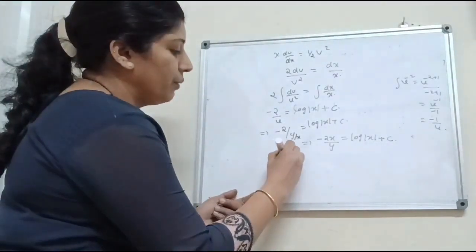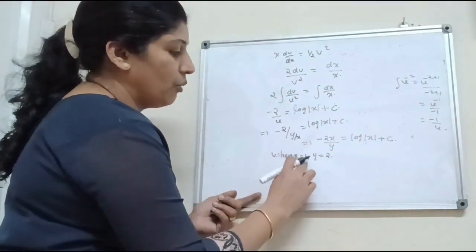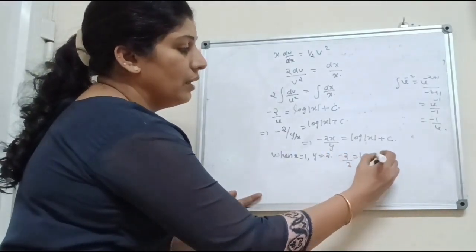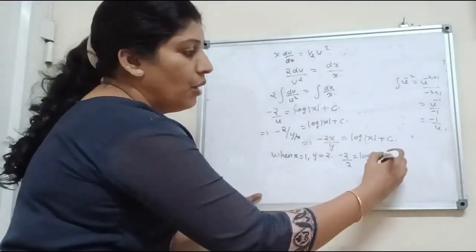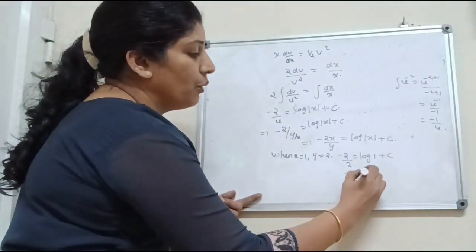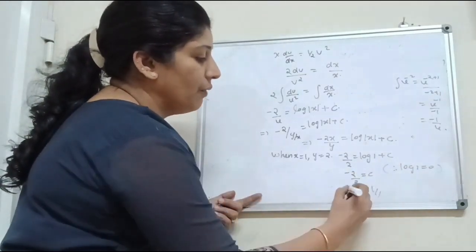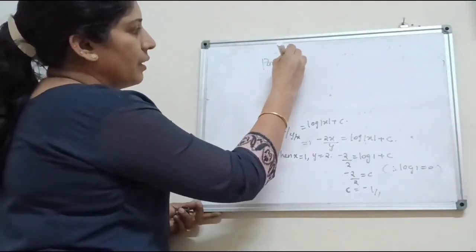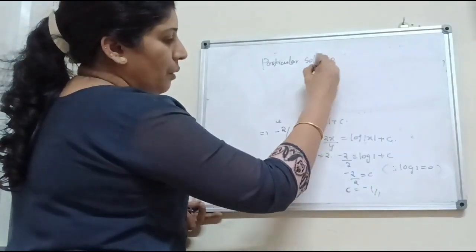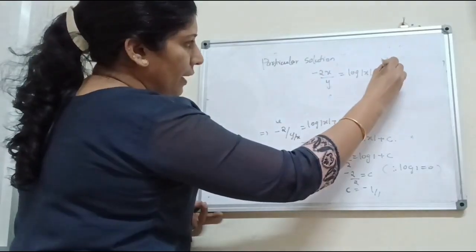Next, when x equal to 1, y equal to 2. Therefore, in the general solution put x equal to 1 and y equal to 2. The general solution is minus 2 divided by 2 equal to log 1. Log 1 value will be 0, plus c. That implies minus 2 by 2 equal to c, since log 1 equal to 0. Therefore, c equal to minus 1. The particular solution is, put c equal to minus 1 in general solution. That is minus 2x by y equal to log x minus 1.